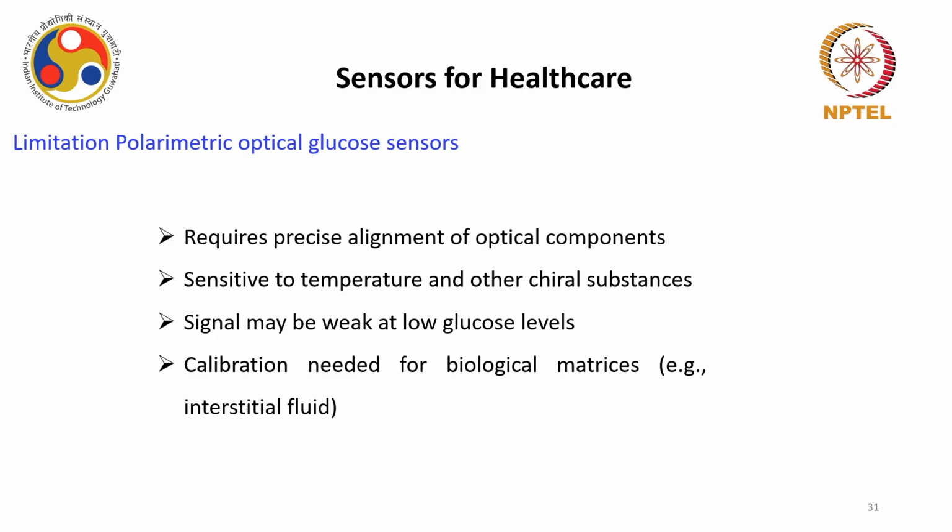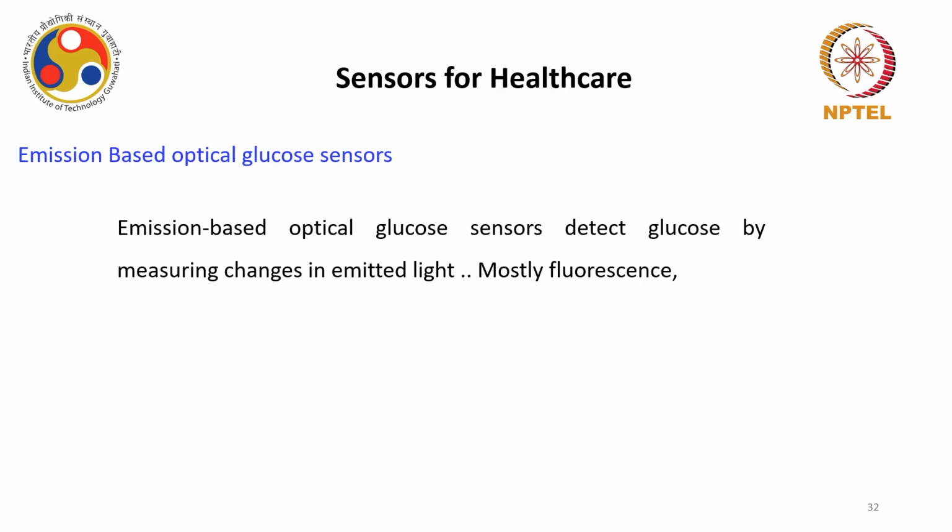Signals can be weak if the glucose levels are low. Usually it is not that high, so mostly you need amplification before the signal can be analyzed. And then calibration is needed for biological matrices, including the interstitial fluids.